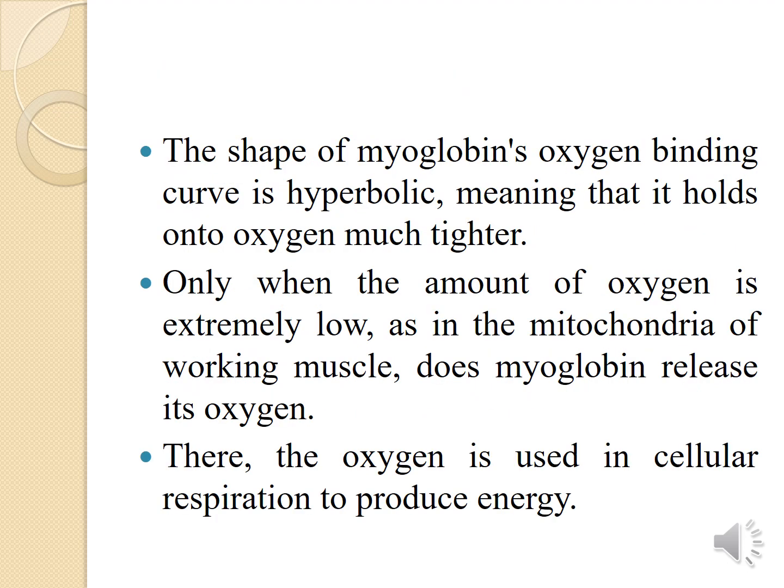The shape of myoglobin's oxygen binding curve is hyperbolic, as I mentioned earlier, meaning that it holds onto oxygen much tighter. That's why it is said to be hyperbolic. Only when the amount of oxygen is extremely low, as in the mitochondria of working muscle, does myoglobin release its oxygen. There, the oxygen is used in cellular respiration to produce energy.